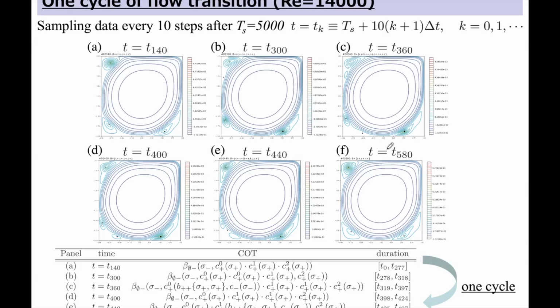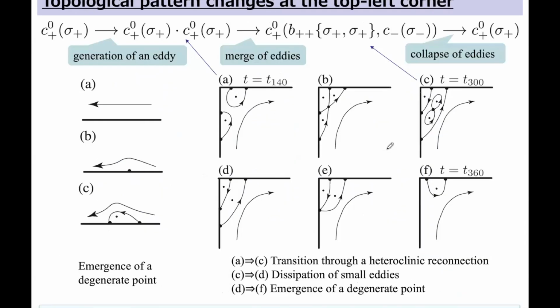But then this bottom left corner changes in a complicated manner at time 425. So after time 498, this topological mode decomposition returns to the original one. So this indicates that for the time evolution for the Reynolds number, we found one cycle of the topological changes in terms of COT representation. Okay, so by observing the local topological mode, we can estimate how the pattern changes.